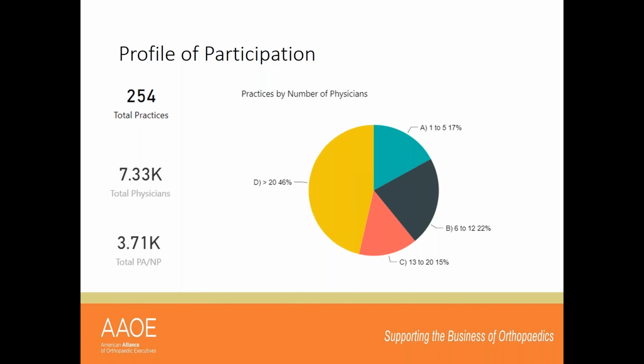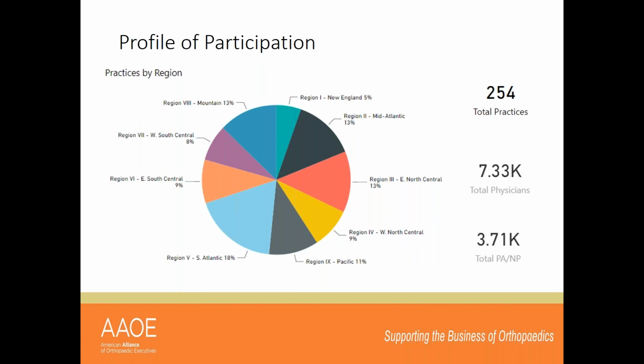So you can see for a group of 1 to 5 physicians, 17% are represented in this portal. You've got group sizes from 6 to 12, 13 to 20, and then greater than 20. So you are able to really do some comparison based off your practice size as well.